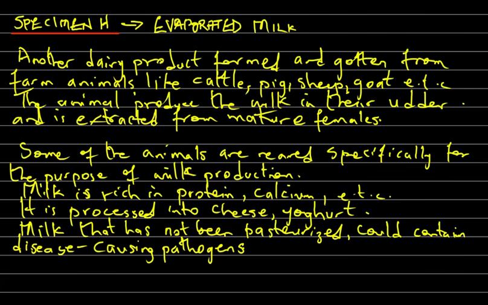Animals produce milk in their udder, and it is extracted from mature females. It is only the mature females that have the ability to produce milk. It is actually extracted from their udder.